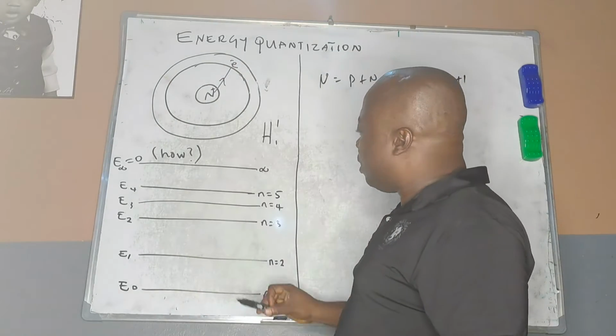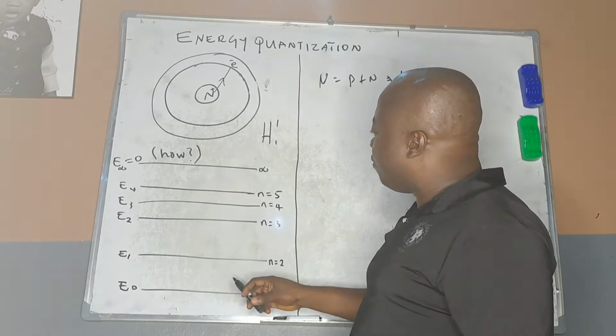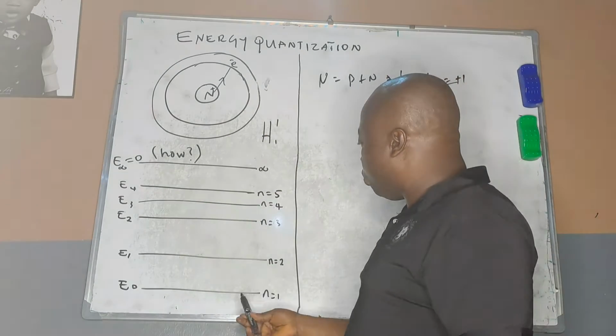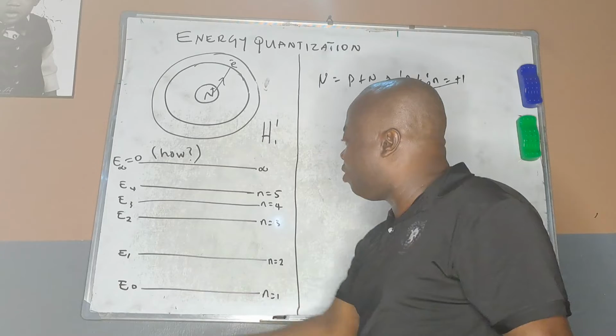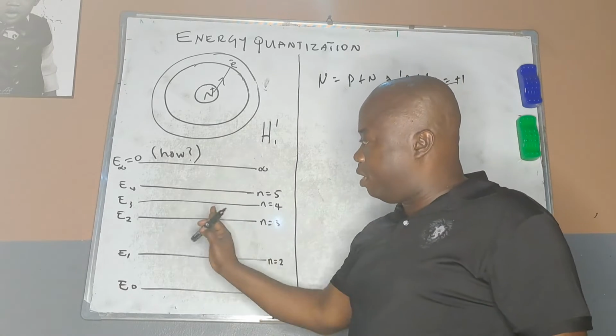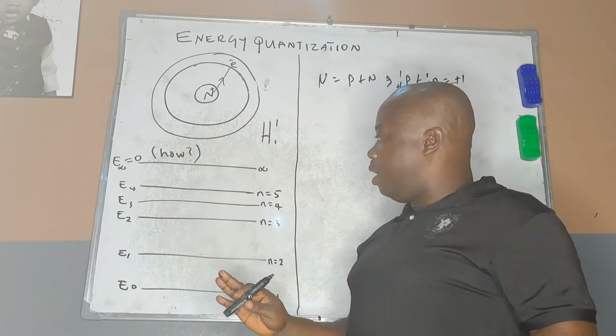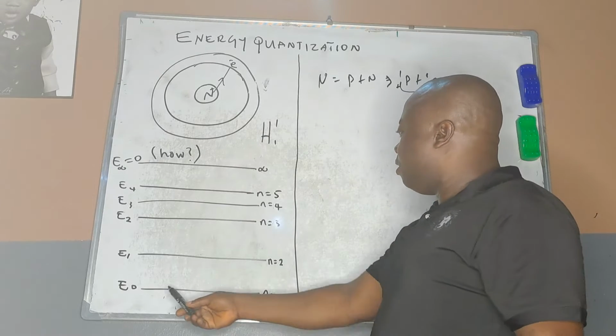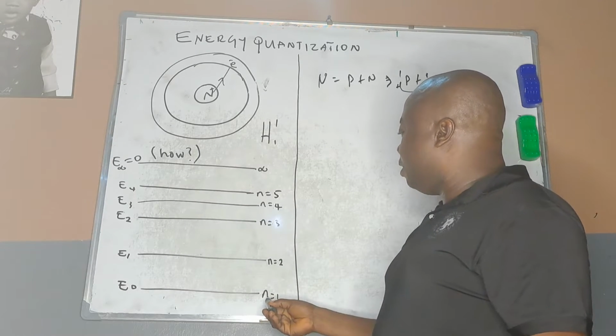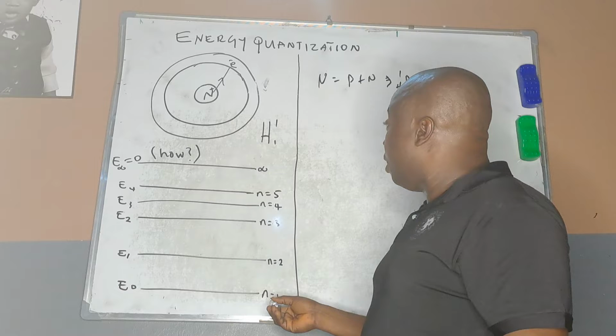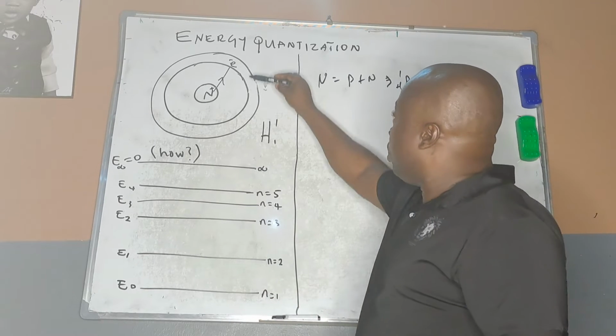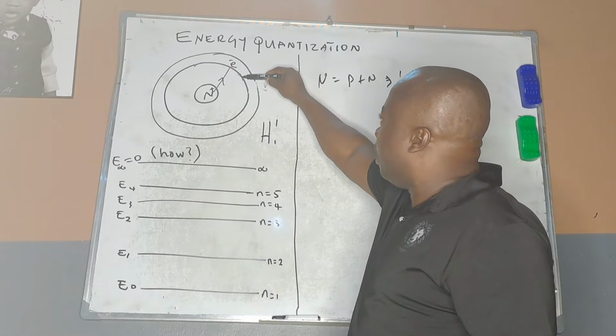Now, because the energy is quantized, you do not have this electron anywhere. This is the ground state energy. These are all concentric circles, but we have drawn them as horizontal lines for easy understanding. This is the ground state energy level, where n is the electron quantum number. So this corresponds to the first shell there.